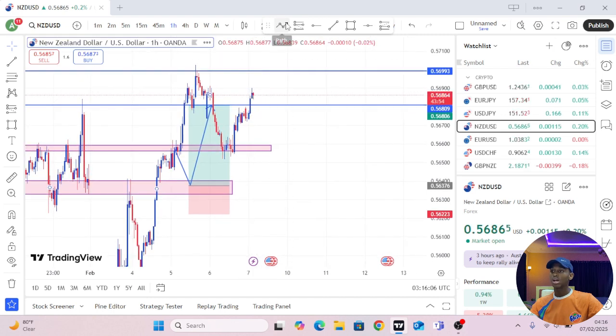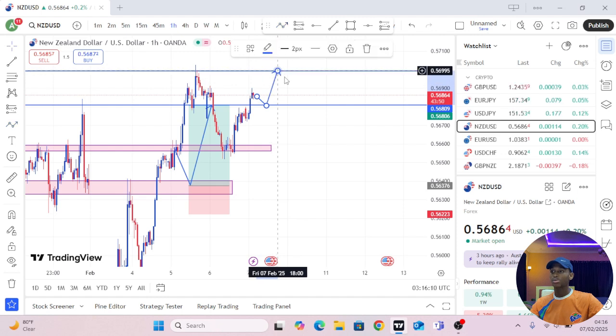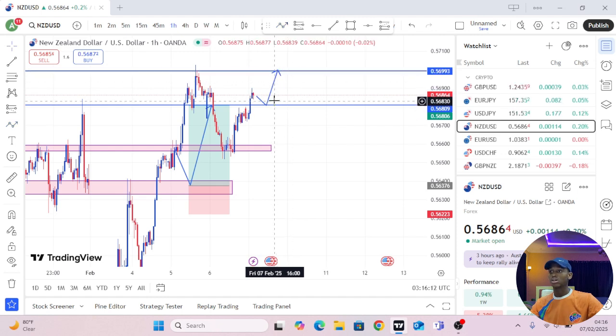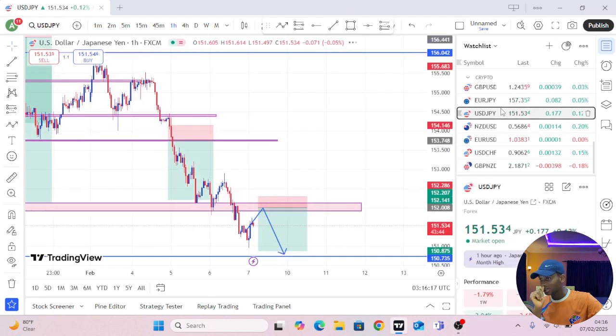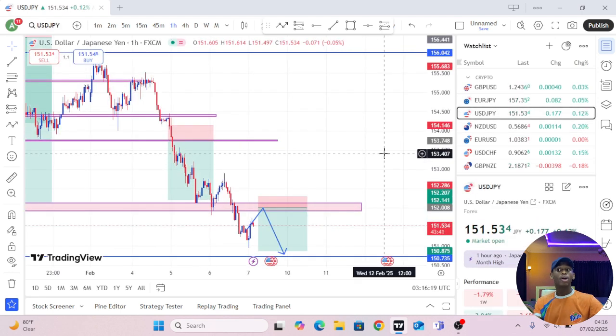I mean, it could just test it off, go to the downside, and then test it back to the upside in NZD USD. So this could be what will happen in NZD USD, but I'm not expecting a trade from NZD USD. USD JPY could be another pair I could be expecting a trade from.